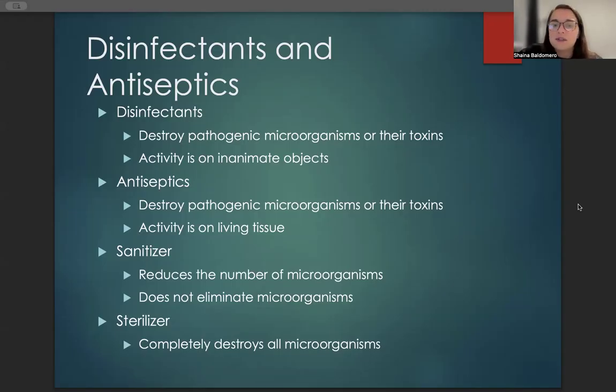Then we have sanitizers. Sanitizers, like Purell hand sanitizer, reduce the number of microorganisms, but they don't eliminate all of them. So you'll see that where it's like, oh, 99.9%. And it's because it's true, there are microorganisms that it's not going to be sufficient in eliminating.